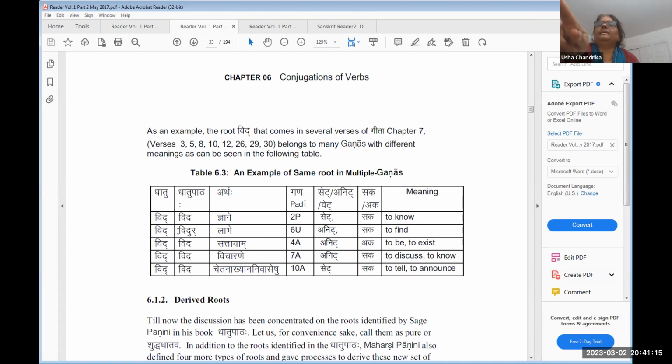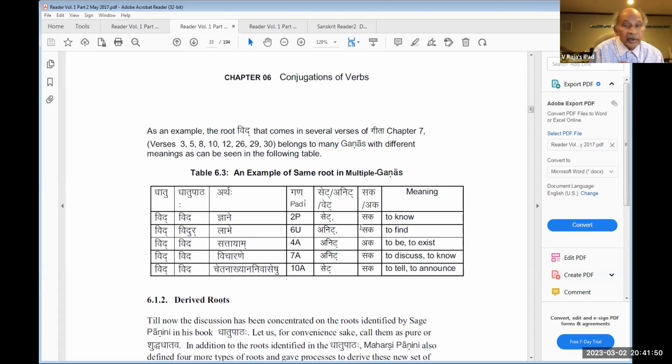So what is the property for vid in this sixth gana, sir? It comes in the sixth gana. It comes, it's to find. When you say the vid in the dhatu pata, it is called vidlr. To find is the meaning. So that's the property. That's its meaning.